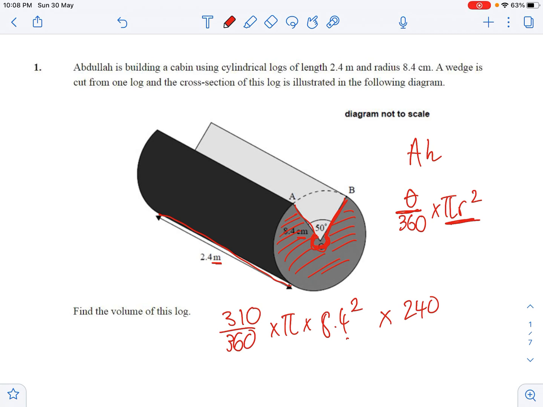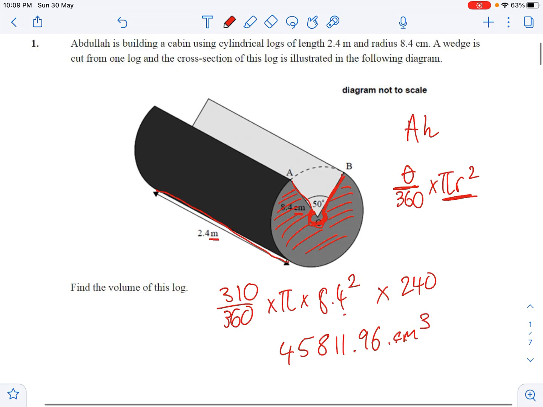And I think the answer was 45811.96 centimeters cubed for a volume. Must put the unit for volume.